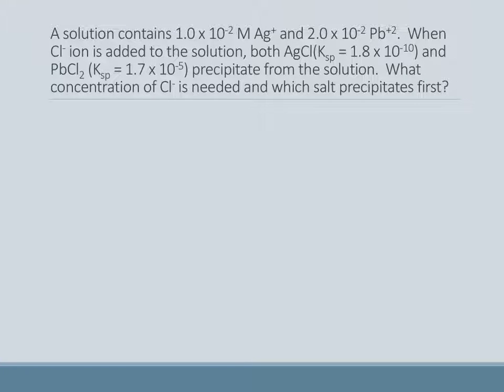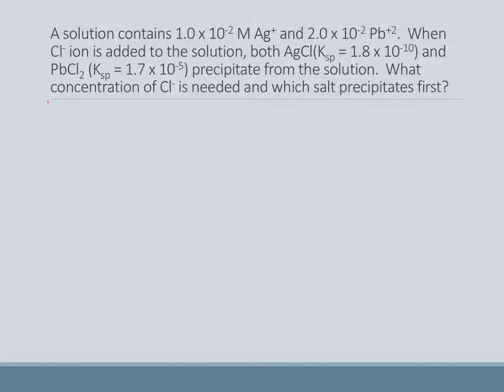Here's our sample problem. It says a solution contains 1.0 times 10 to the negative second molarity Ag+ ions and 2.0 times 10 to the negative second Pb2+ ions. When Cl- ion is added to the solution, both AgCl with that Ksp and PbCl2 with that Ksp precipitate from the solution, but they want to know what is the concentration of Cl needed to make those solutions precipitate, and which one of the two precipitates first. So you have to do two simultaneous calculations and then determine which one has the lower concentration needed for it to precipitate first.